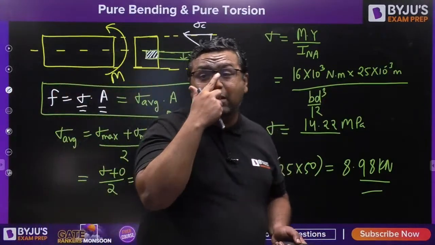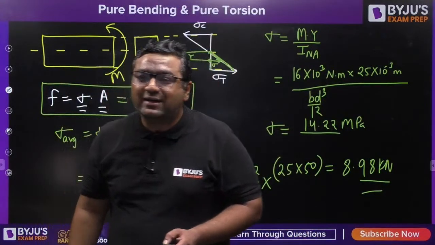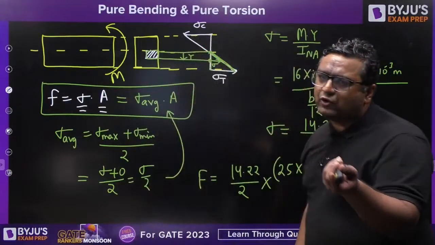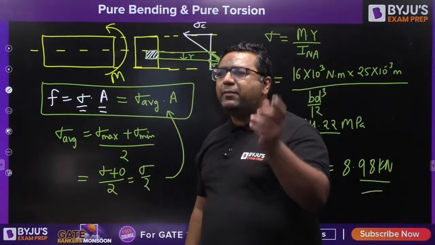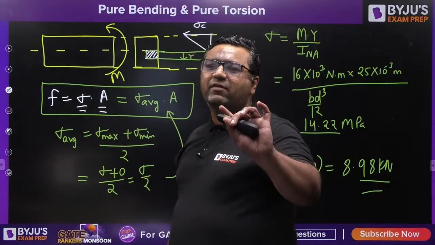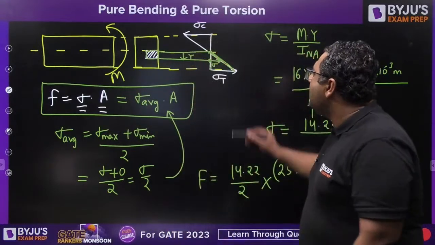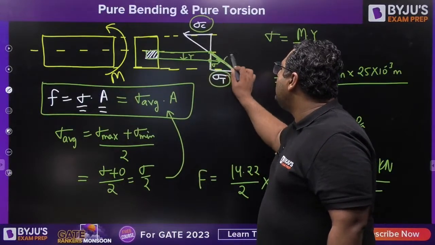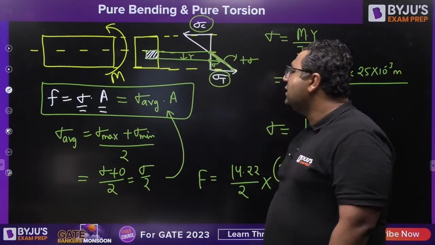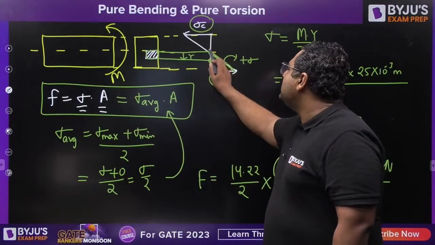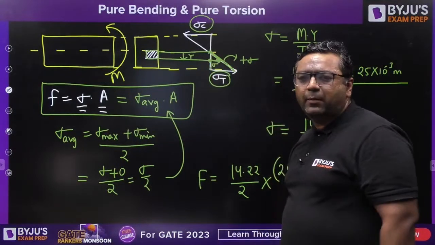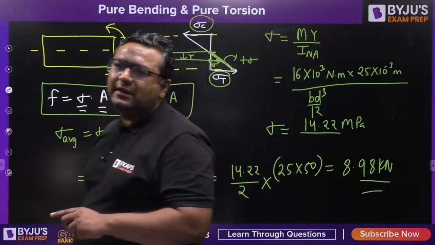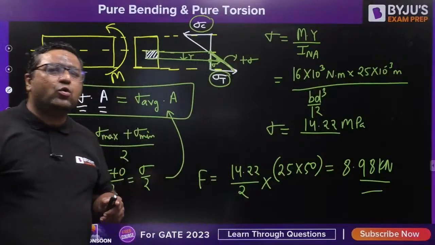Sir, why not sigma minimum is minus sigma? Dear, you can take it that way also, but you must understand the loading given is sagging. In sagging, it is going to be tensile here, so this value is always plus sigma. Then also the minimum is 0 in that way. Is it clear? Pranjal, I feel your doubt is clear.